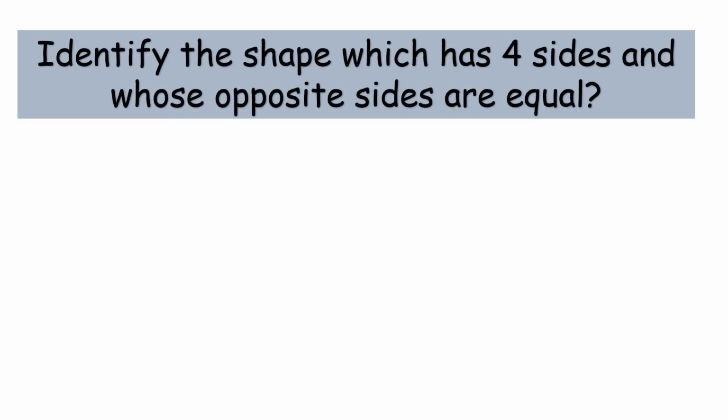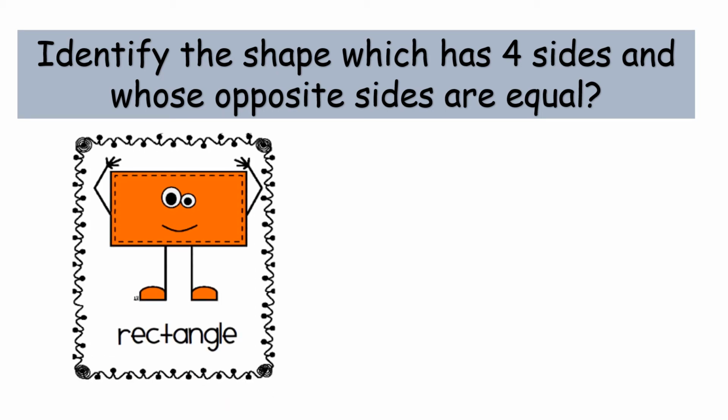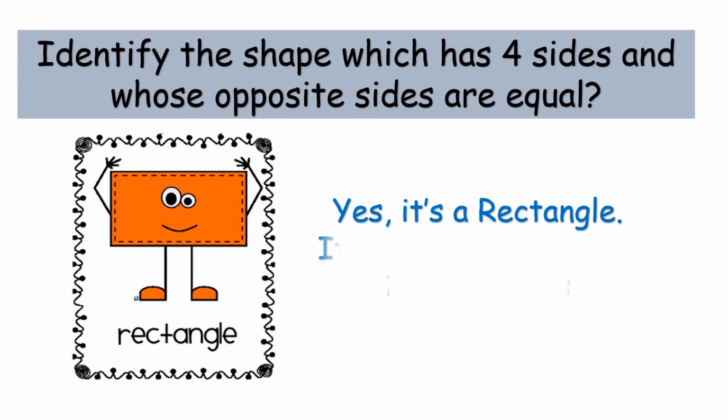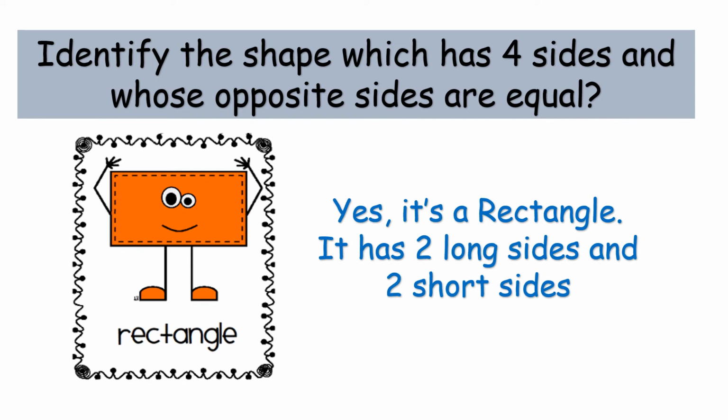Now children, can you identify the shape which has 4 sides and whose opposite sides are equal? Which shape is that, children, whose opposite sides are equal? Yes, it's a rectangle. It's a rectangle shape. It has 2 long sides and 2 short sides.